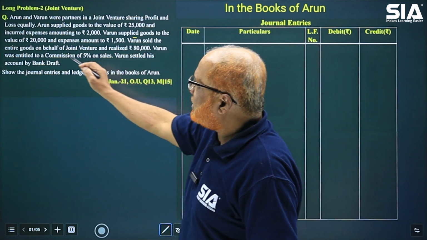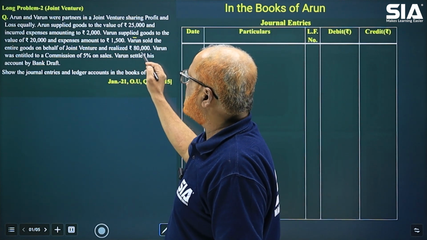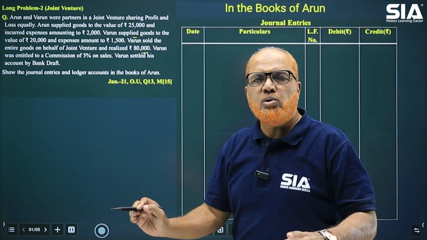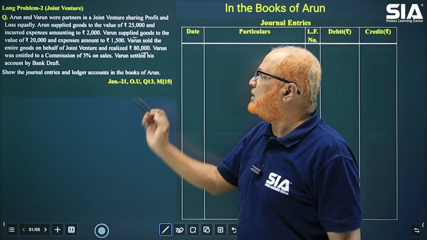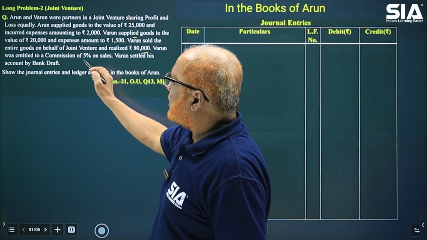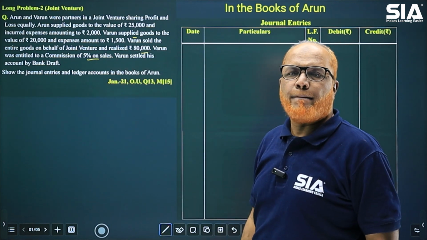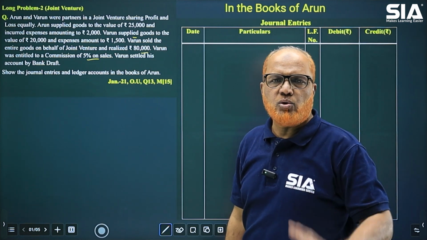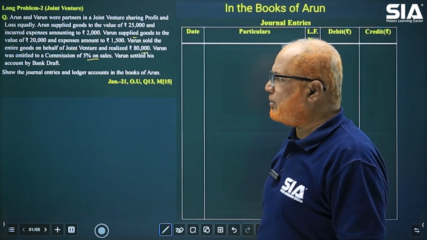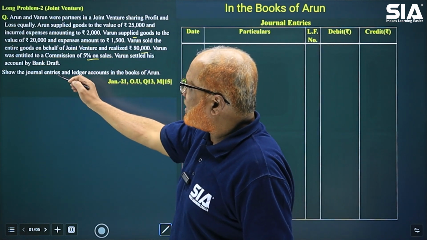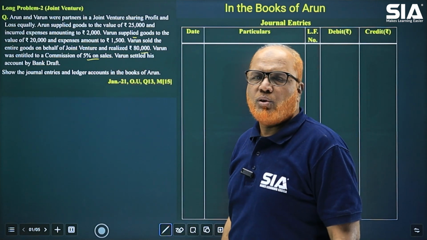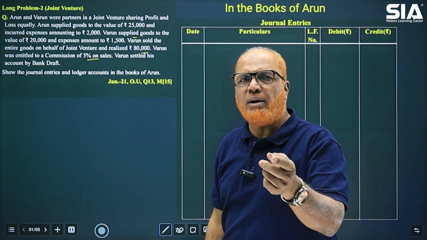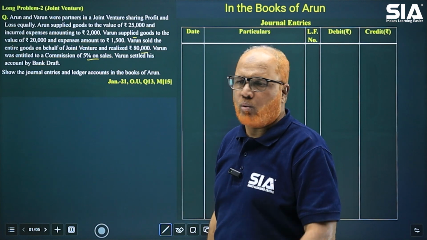Varun sold the entire goods on behalf of the joint venture and realized 80,000. That means there is no unsold stock. Varun is entitled to a commission of 5% on sales, according to the agreement, because all sales are conducted by Varun. Finally, the remaining amount due will be settled by bank draft by Varun to Arun.